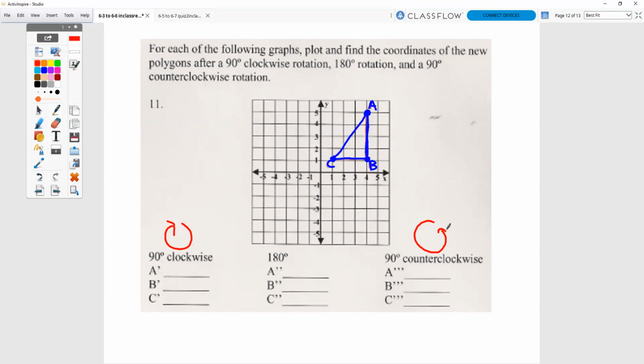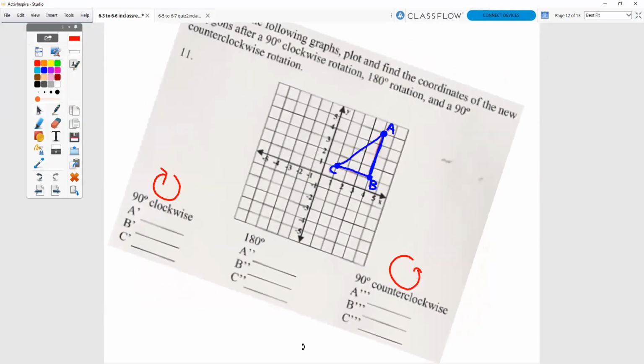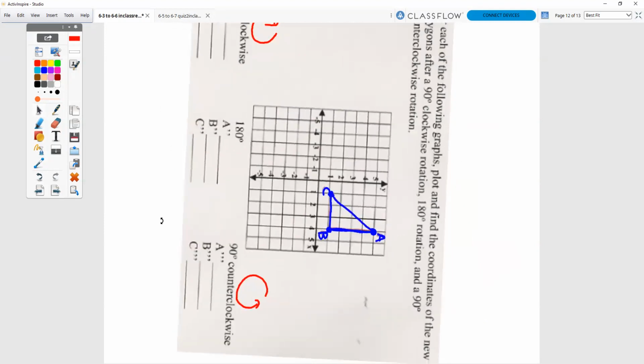When we take a look at clockwise, all right, first thing that you want to do, you need to remember that positive numbers always go up and to the right. Negative numbers always go down and to the left. When we turn our paper, those numbers are going to be wrong. We're going to turn our paper 90 degrees clockwise. So going around like the hands of a clock. 1 o'clock to 2 o'clock to 3 o'clock, and we stop like that.